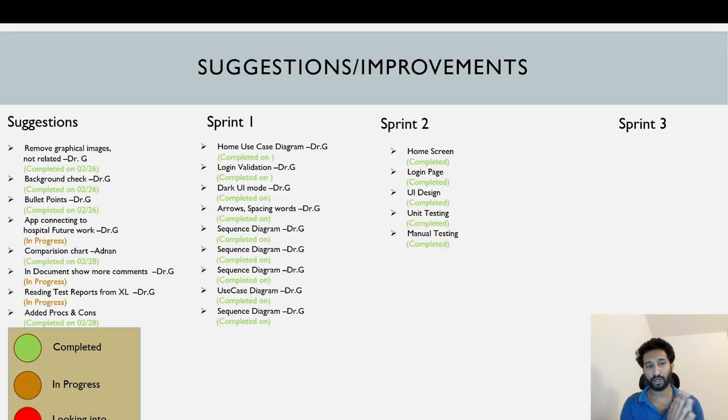The suggestions: remove graphical images, Dr. G said that, and I have done it. Background check done, bullet points done, and app component is done, and completion clarity is done, and document show more comments Dr. G, that's also done, and reading test components Excel Dr. G, that is also done, and add pros and cons, that is also done. Sprint 1 all done, and sprint 2 all done.